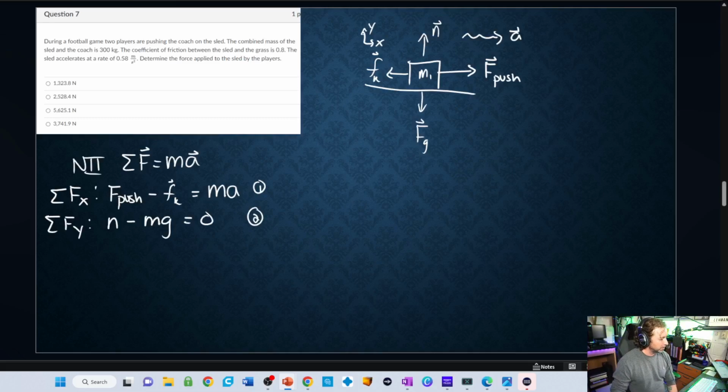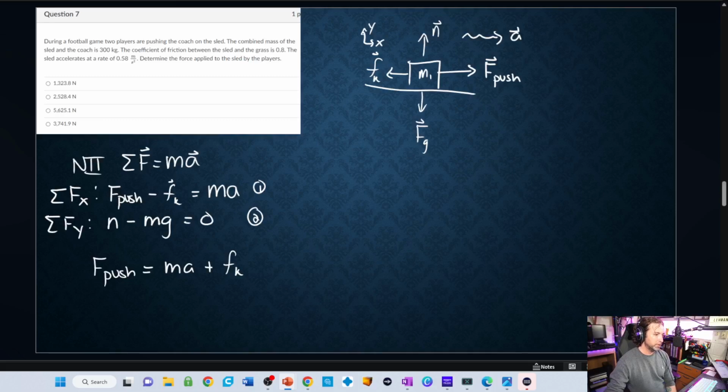So let's solve equation 1 for what the question is asking us to solve for. So let's solve for the force of the push. That's what we want, right? Cool. So let's solve equation 1 for F push. So we get F push is going to be equal to ma plus force of kinetic friction.